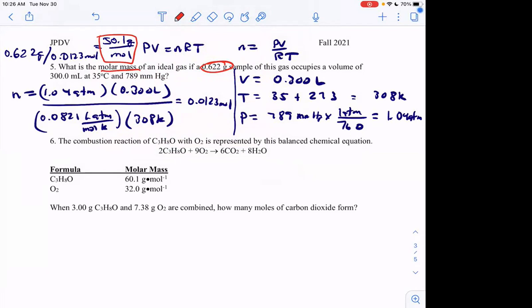Notice how I did this problem though. I wrote down what I knew. I did my conversions. I wrote the actual equation down that I'm going to use. I wrote the rearranged equation down so I don't make the mistake of just doing it in my head. Even though it's easy to do in your head, it's easy to just swap things. If you're just looking at that n equals PV over RT, you're much less likely to make that silly mistake.